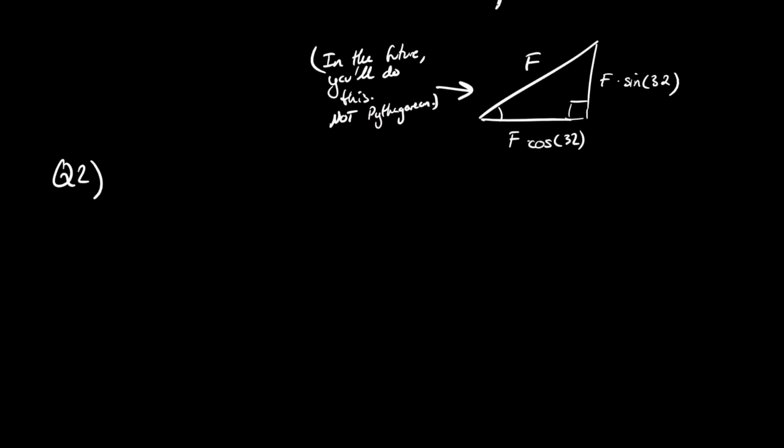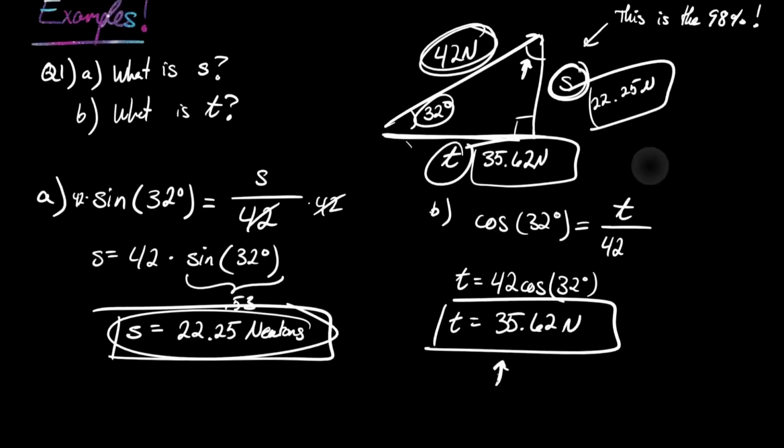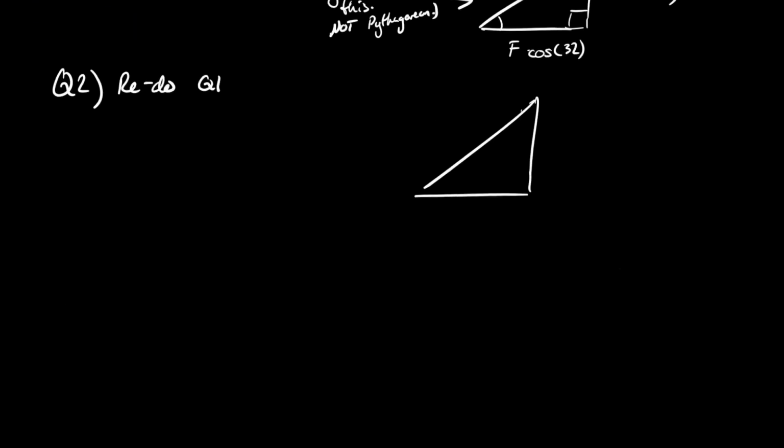So Q2, we're going to redo question 1, but instead we're going to work off of the other angle. Now this might be a little tricky because, again, the opposite and adjacent sides have swapped, but we're going to stick to our guns, take it slow, and walk through it. So we have 42 on the hypotenuse, and we have 32 degrees down here, and the right angle here.